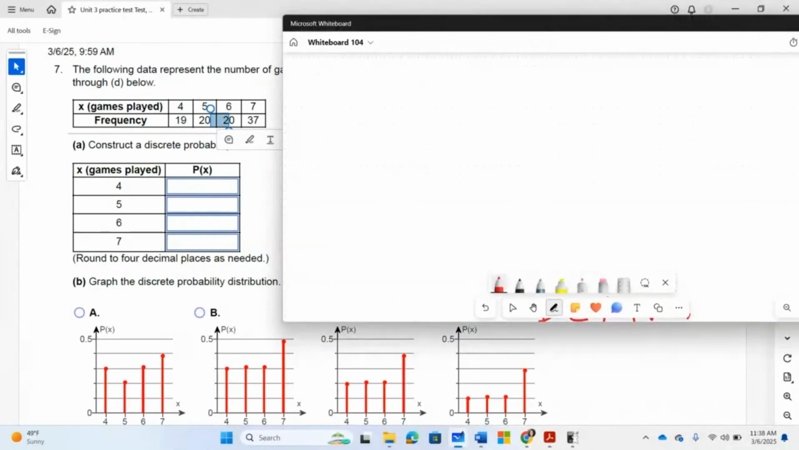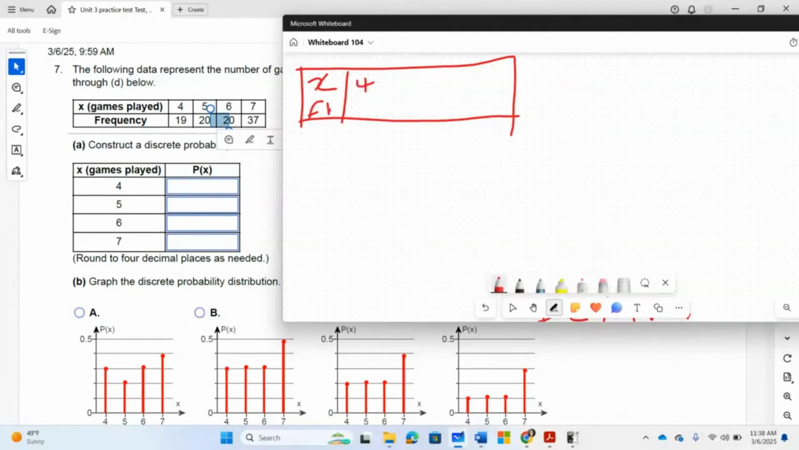Okay, so I am actually going to write the table here also. So this is the table. This is X, the random variable. This is frequency. And there are 4 of them, 4, 5, 6, 7. And then I am given the number of occurrences. 4 occurred 19 times, 5 occurred 20 times, 6 20 times, 7 37 times.